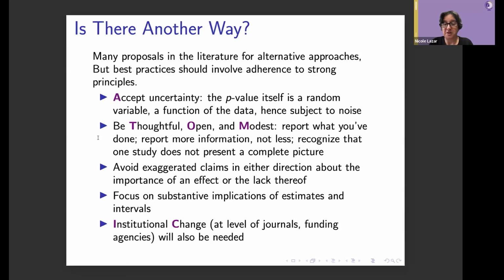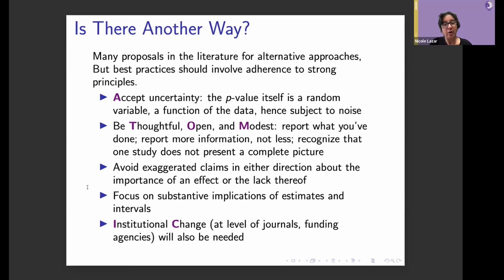Recognize also that one study does not present a complete picture. Again, that's obvious at some level, but people will often forget it. Coming along with this, we want to avoid exaggerated claims in either direction about the importance of an effect or the lack of importance of an effect. So this is the modesty piece. And we want to focus on substantive implications of estimates and intervals. So again, not just looking at the p-value, is it less than 0.05? The confidence interval, does it include 0? But really thinking deeply and carefully and in a nuanced way about the implications of the statistics that we're calculating and using them in an appropriate way.